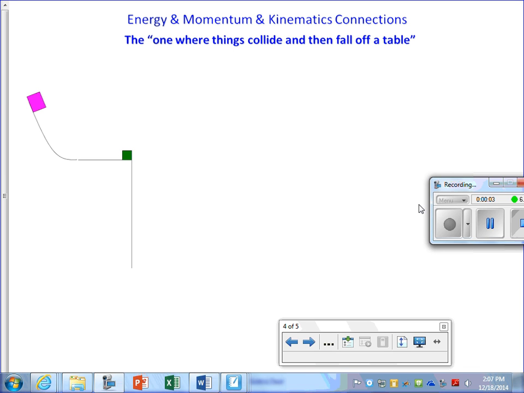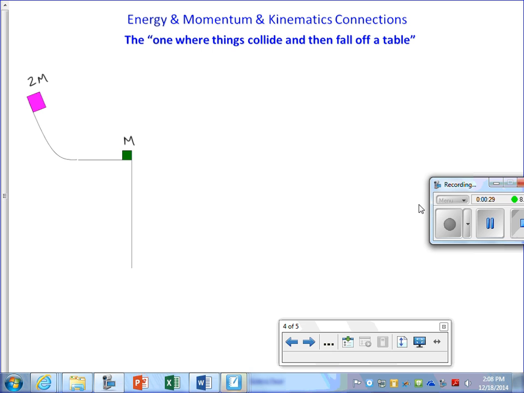Hi folks, I thought I'd run through two kind of more challenging problems with you. One of them is a combination concept problem, and what we have are really three concepts here. We have this purple block. I'm going to say it has a mass of, let's call it 2m, and we'll call this one m.